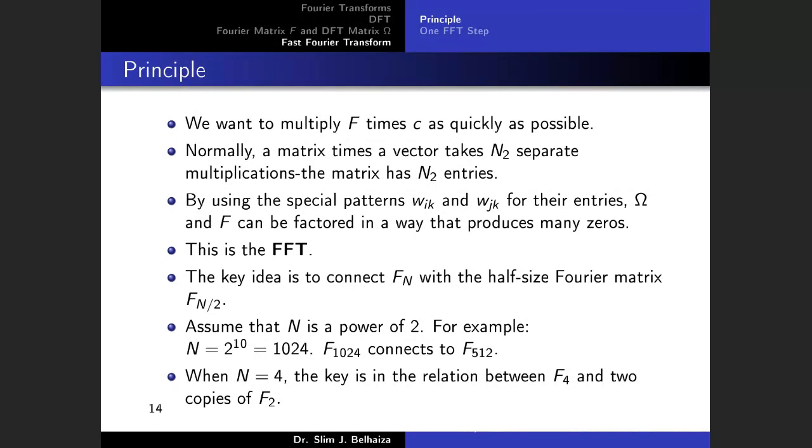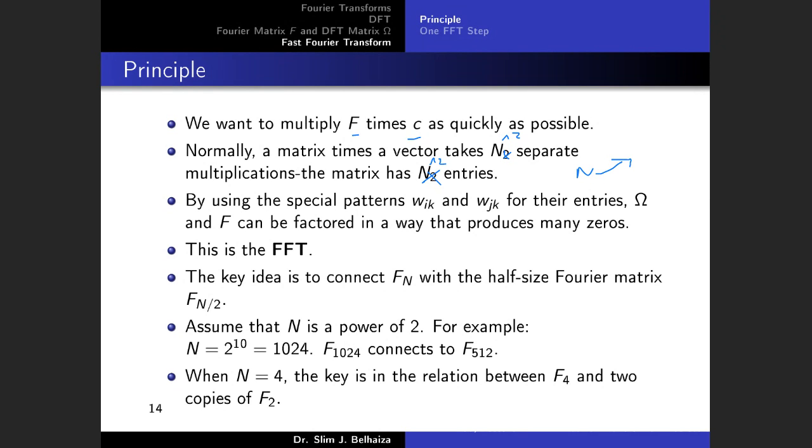Now you see that multiplication could take a long time, and in fact it would take n to the power 2 operations. This is a superscript, not a subscript. So we want to multiply F times c as quickly as possible. Normally a matrix times a vector takes n to the power 2 separate multiplications, because the matrix has n to the power 2 entries. Okay? But when n increases, what happens? The number of operations becomes quite huge.